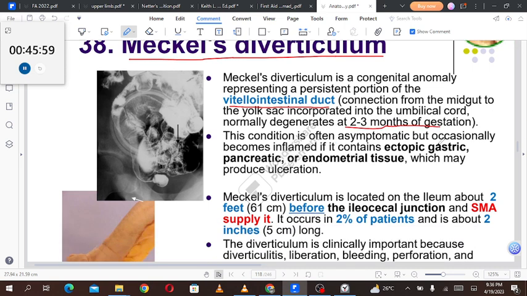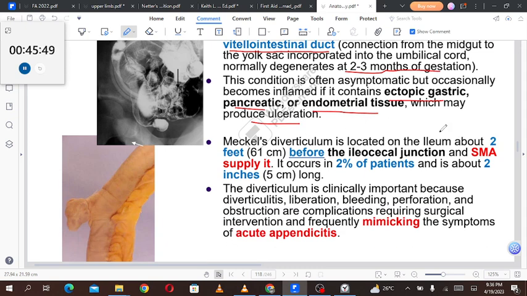This condition is often asymptomatic but occasionally becomes inflamed if it contains ectopic gastric, pancreatic or endometrial tissue, which may produce ulcerations. Meckel's diverticulum is located on the ileum about 2 feet, that is 61 cm, before the ileocecal junction, and the superior mesenteric artery supplies it. The superior mesenteric artery supplies it because it is most commonly present in the midgut derivatives, that is the ileum. It occurs in 2% of the patients and is about 2 inches long. So this is the rule of 2: 2 feet from the ileocecal junction, 2% of the patients are affected, and 2 inches long.